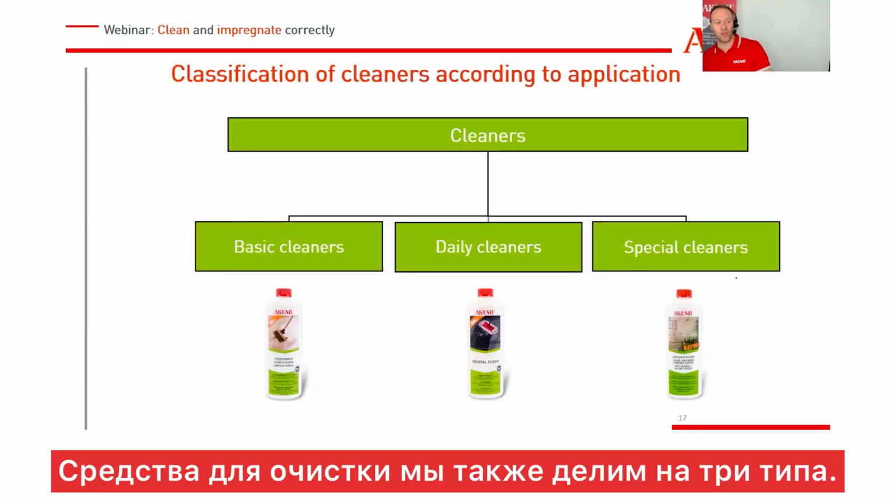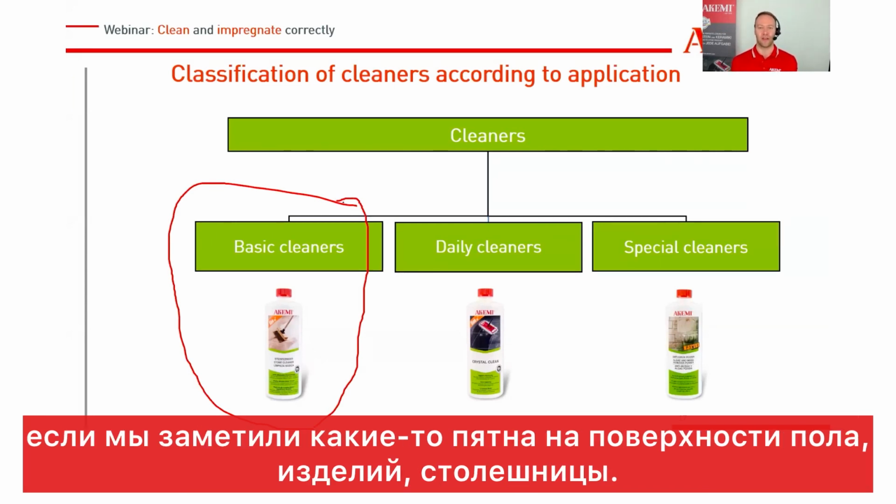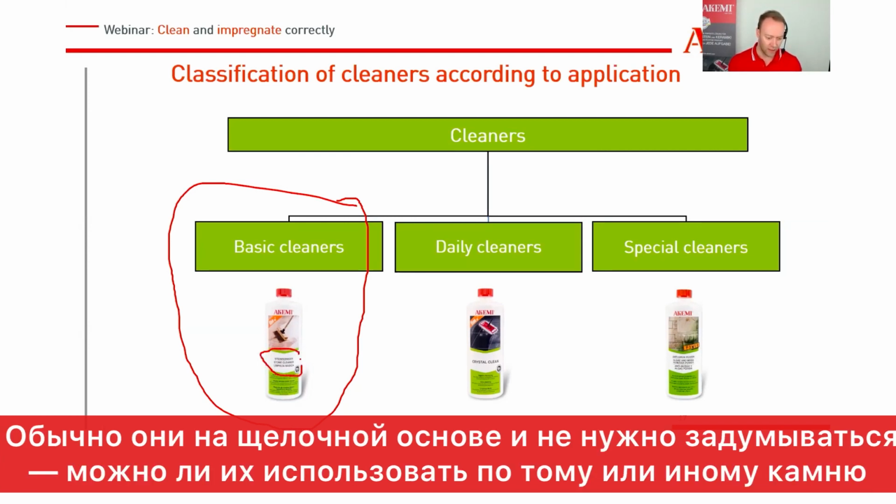Good. Then we also have to differentiate the three types of cleaners within these five groups. We have basic cleaners. Basic cleaners are usually the first choice when you have, let's say, a stained surface, a stained floor, a stained countertop. You use a basic cleaner from us, from AKEMI. This is the stone cleaner. It's called like that, AKEMI Stone Cleaner. This is the alkaline basic cleaner, so that's a good thing. You can use it on all materials. Here you don't have to worry about limestone or marble.